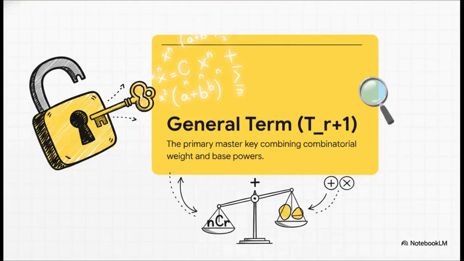So, the absolute crucial point here is mastering what's known as the general term, or T sub r plus 1. This isn't just some other formula to cram into your head. No, this acts as your absolute master key. It lets you unlock and extract any specific piece of data from an expansion without having to calculate the entire thing out. It precisely combines a combinatorial weight with your two base elements. It is a total game changer.